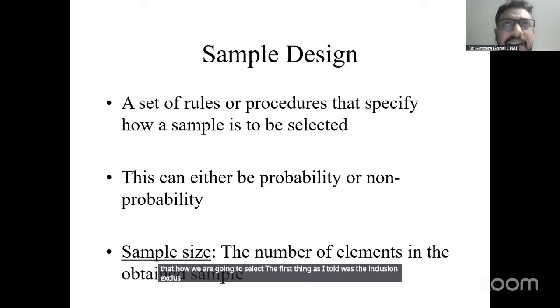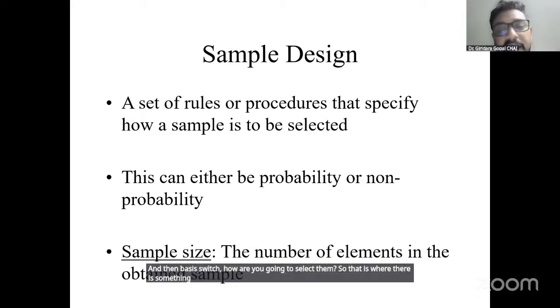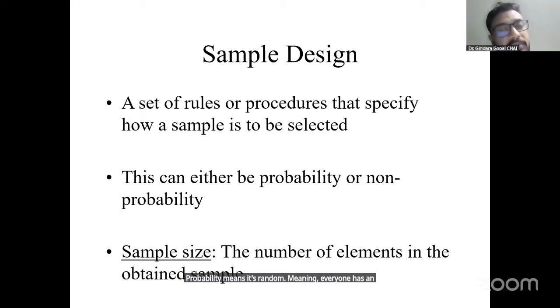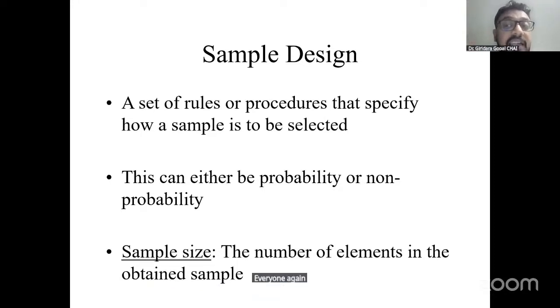So you will clearly define who is going to be part of your study, who is not going to be part of your study. And then on that basis, how are you going to select them? So that is where there is something called a probability or a non-probability based sample design. Probability means it's random, meaning everyone has an equal chance to be part of the sample. Everyone, again, who qualifies into the inclusion criteria. If you have excluded somebody, great.